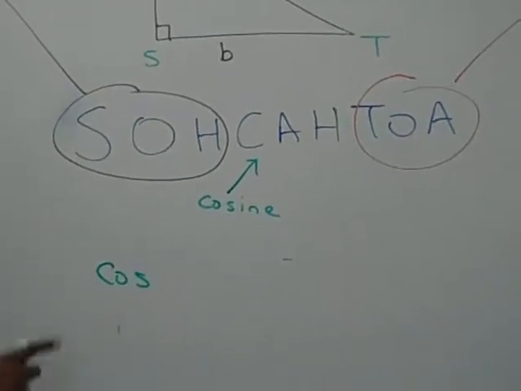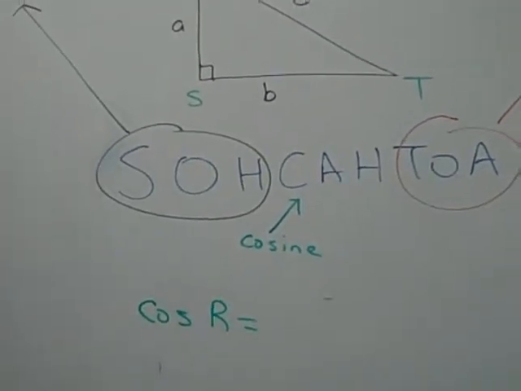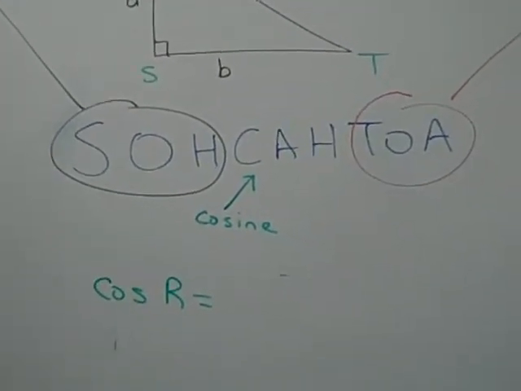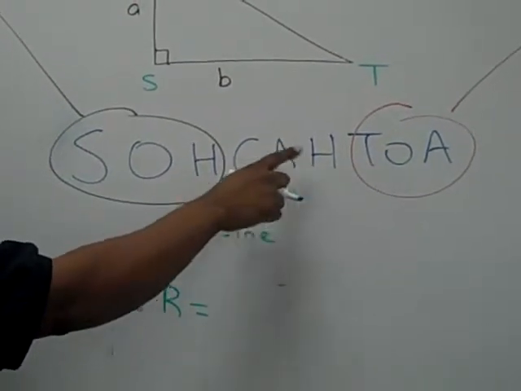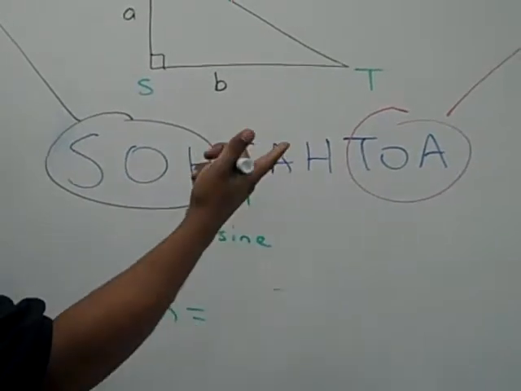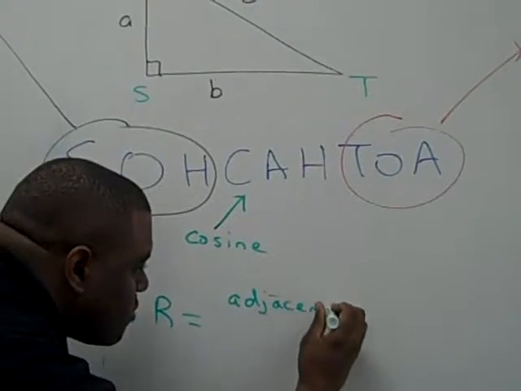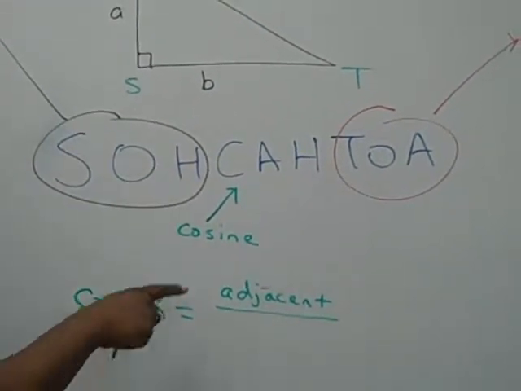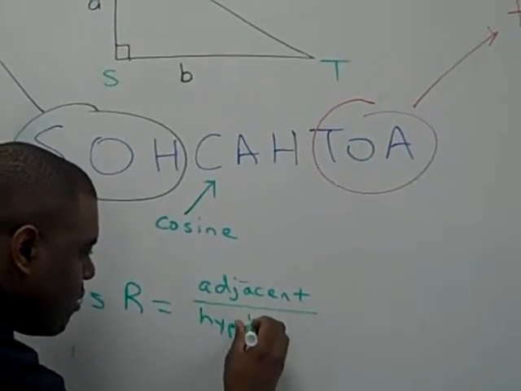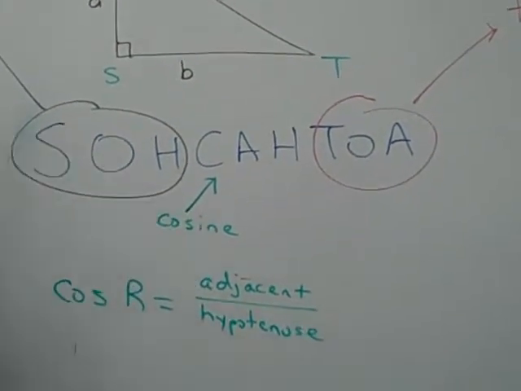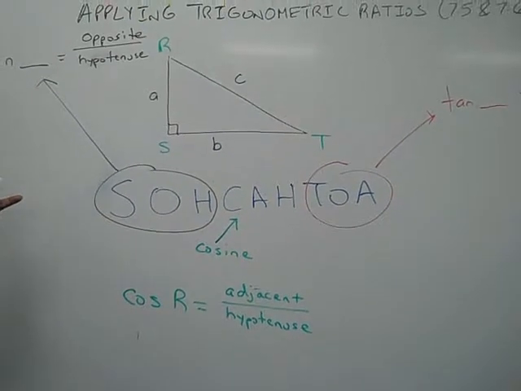Okay? Once again, I'm going to start with angle R. So I'm going to say that the cosine of angle R is a ratio. Well, let's look at our word. The A, well, we already know what the A stands for because we learned it back in tangent, which is adjacent. So that'd be adjacent over the hypotenuse, which is H. Okay? So to find the cosine of any angle, you just take the adjacent side over the hypotenuse.